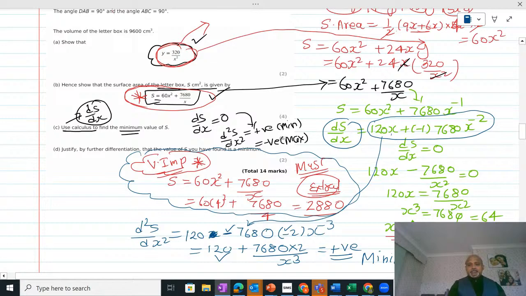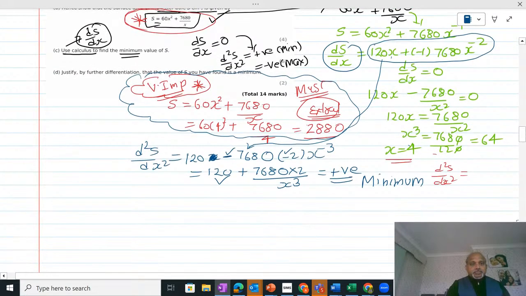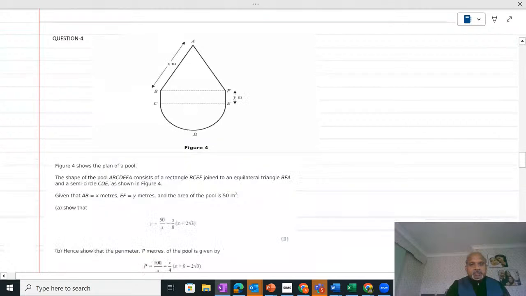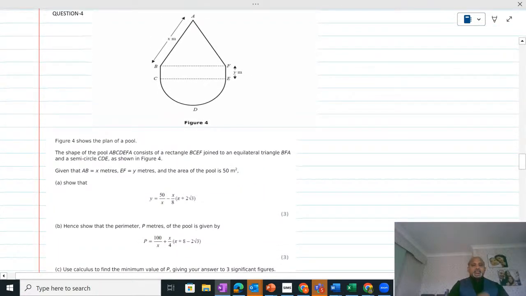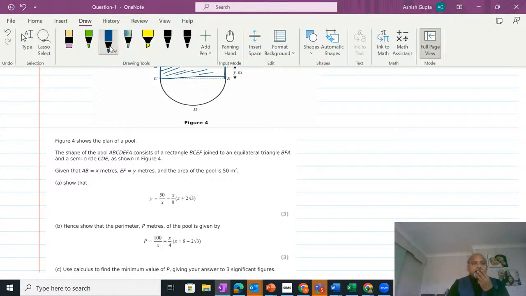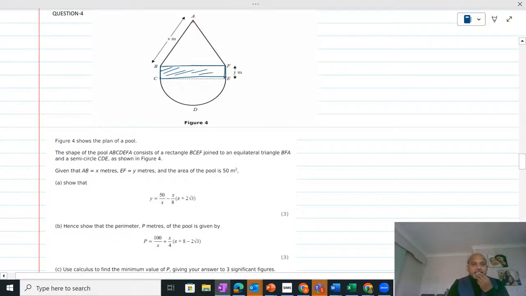Okay, so next question. This is what we have done. The next question is this one. Here, the shape of the pool consists of a rectangle BCEF. So this is your rectangle. The blue ink where I'm drawing is the rectangle, and the top part that I'm drawing in red ink is an equilateral triangle. Equilateral triangle means all sides are equal, x, x, x, and all angles are 60, 60, 60. This is what we get, right?